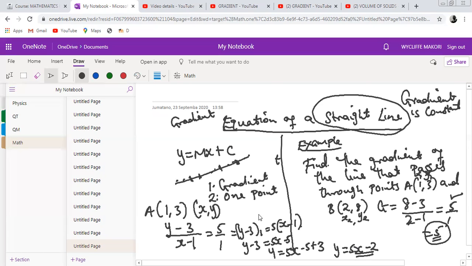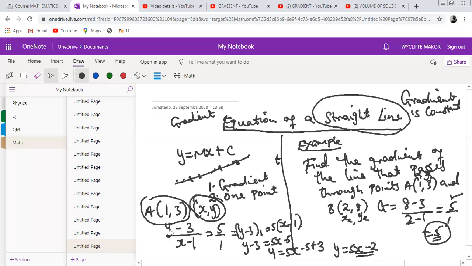After getting the gradient, take one of the points that you are given and assume another point. And the point that you assume, you say that the other point where that line passes through is given by the coordinates xy. So if I do change in y over change in x, using these two, they should give me the same gradient, because the gradient of a straight line is always constant or the same throughout. So it does not matter which 2 points that you are going to use. If I use these two and I use these two, they should give me the same gradient.